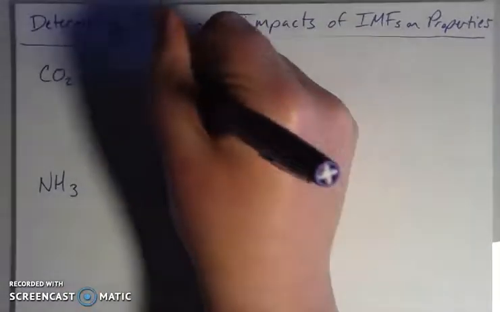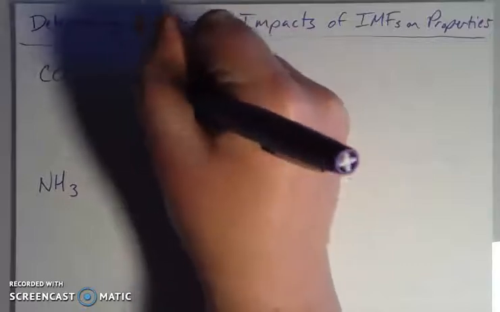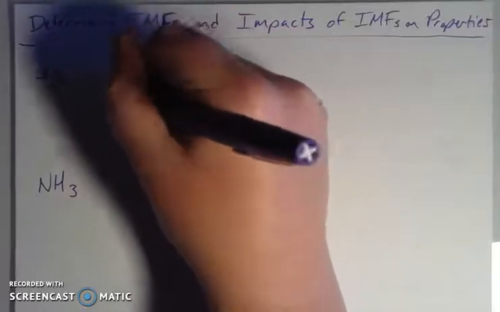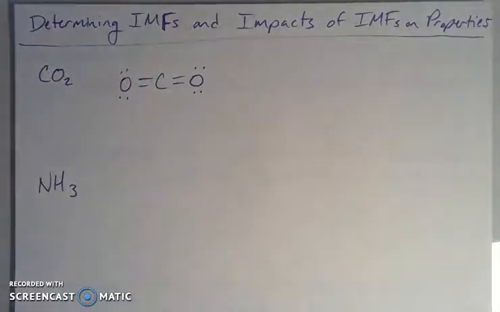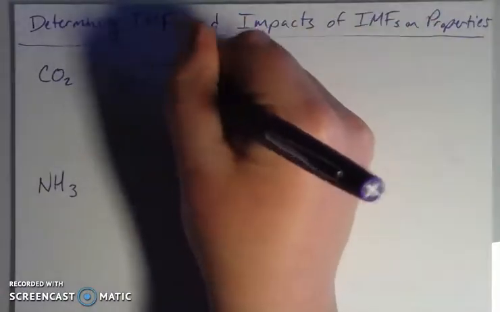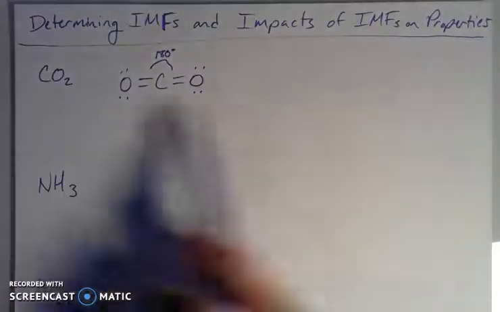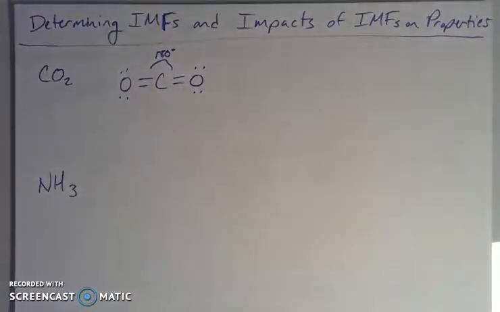If I do the Lewis dot structure for carbon dioxide, I'll see that I have two lone pairs on each of my oxygens and a double bond connecting my carbon and my oxygens. I know this has linear geometry, so it has a 180-degree angle here. Just a straight line. Two electron pairs around a central atom gives me that linear geometry.